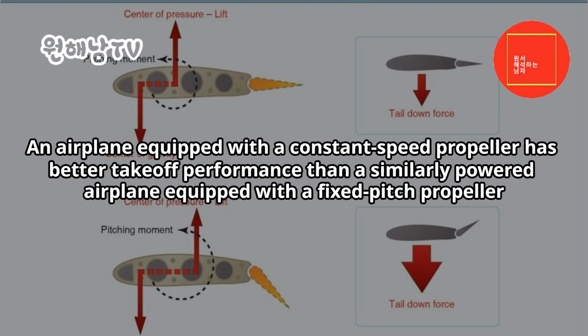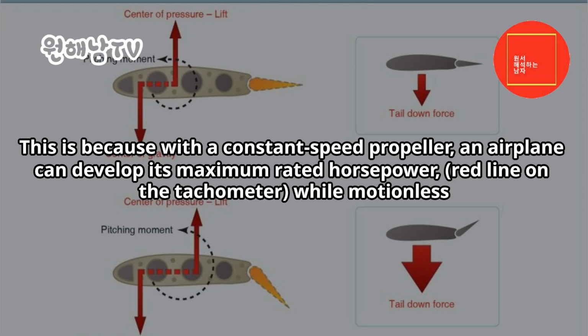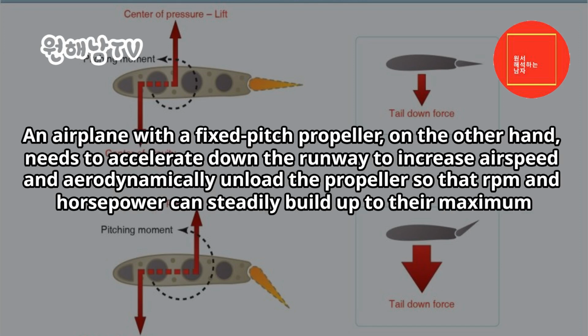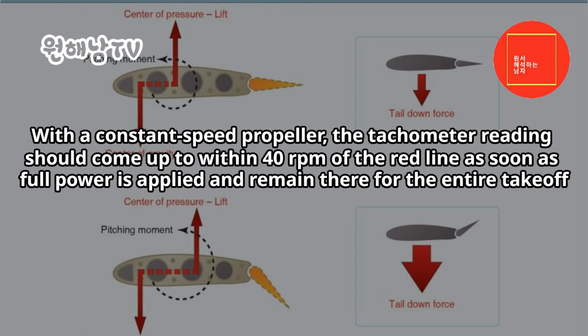An airplane equipped with a constant speed propeller has better takeoff performance than a similarly powered airplane equipped with a fixed pitch propeller. This is because with a constant speed propeller, an airplane can develop its maximum rated horsepower, red line on the tachometer, while motionless. An airplane with a fixed-pitch propeller, on the other hand, needs to accelerate down the runway to increase airspeed and aerodynamically unload the propeller so that RPM and horsepower can steadily build up to their maximum. With a constant speed propeller, the tachometer reading should come up to within 40 revolutions per minute of the red line, as soon as full power is applied and remain there for the entire takeoff.